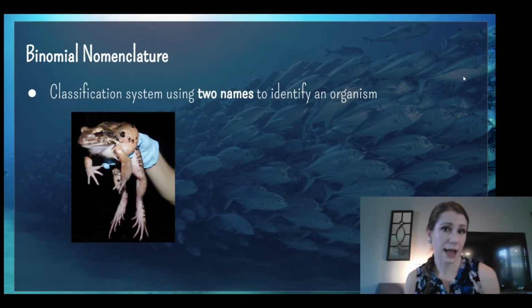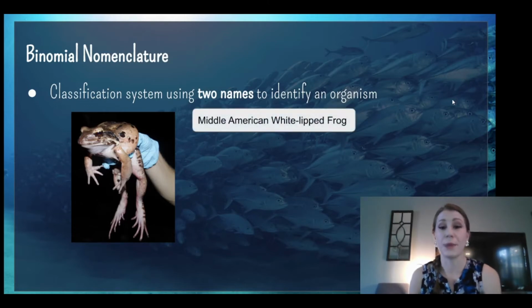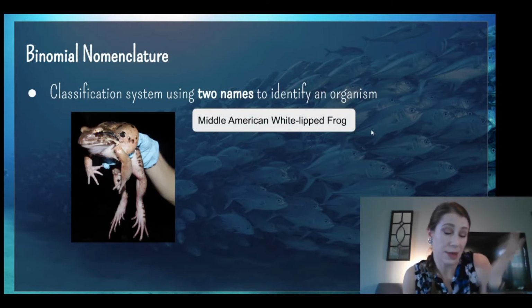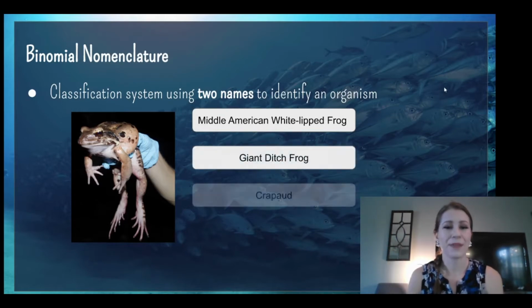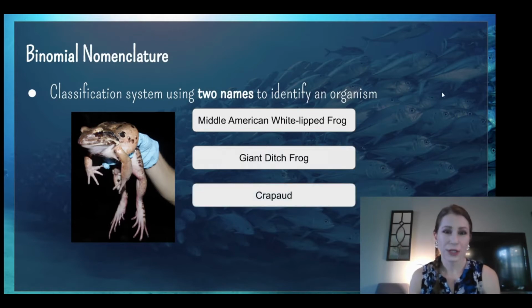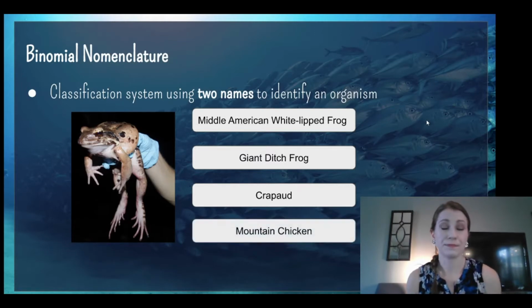This frog does have lots of different common names, and I'm going to show you a couple of them now. It's known as the Middle American white-lipped frog, which, his lips don't look that white to me, but what do I know? The giant ditch frog, that makes sense to me. It's giant, I get that. It's also known as the crapaud, which seems a little silly in French, but I have no idea what that means. And there's another name that makes no sense at all to me. It's also called the mountain chicken. As crazy as that sounds, it is one of the most common names for this frog.